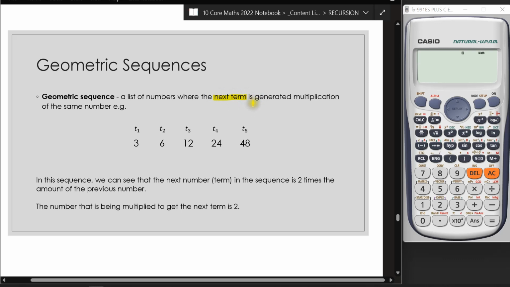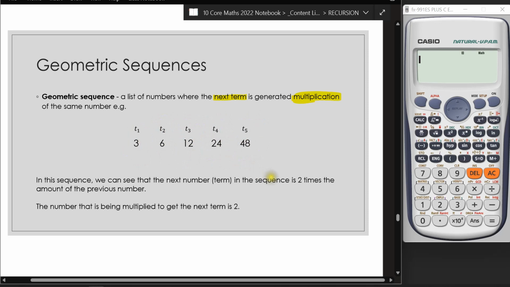You get the next term not by adding or subtracting, but by multiplication, and not listed here, but also division. But for now, we're just going to stick to multiplication. So the next term is generated by multiplying by the same number. For example, in this sequence, you've got T1, which is 3, T2 is 6, T3 is 12, T4 is 24, T5 is 48.